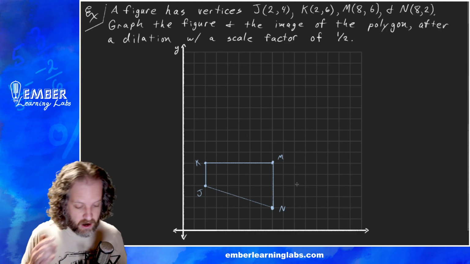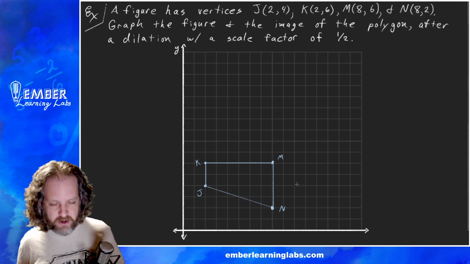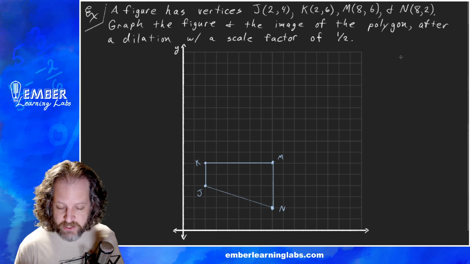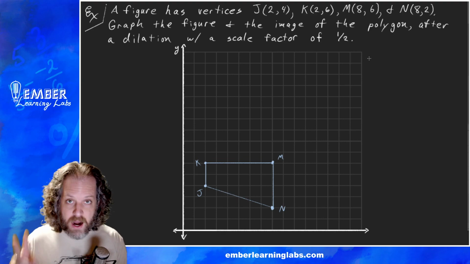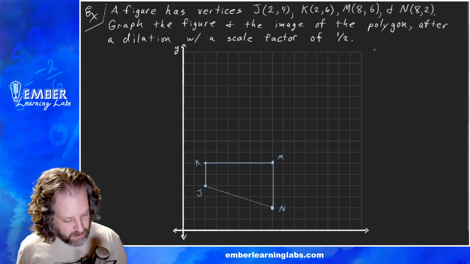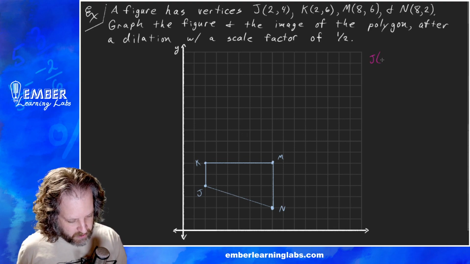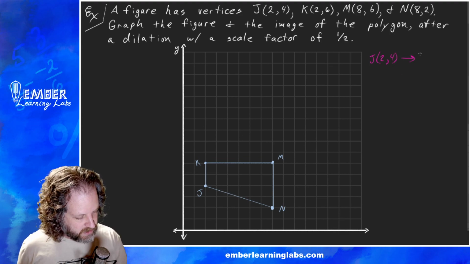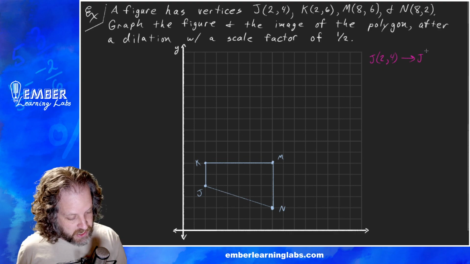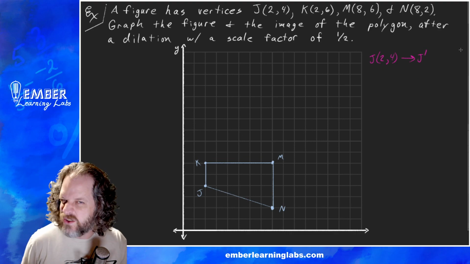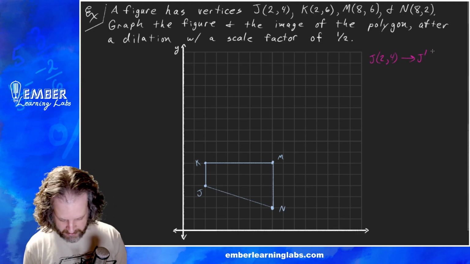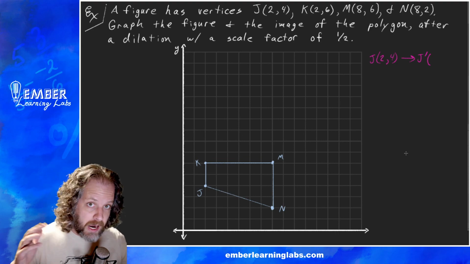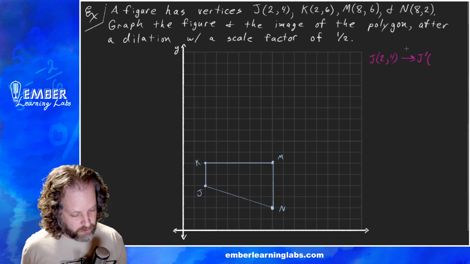So we need to get our new points. And for the new points, we're going to introduce a notation that we sometimes use in math, and that's prime notation. I'll show you what that means here in a second. So J is 2, 4, right? We're going to do the dilation, and it's going to give us J prime. So it's the one that goes with J, right? We use a little tick mark. It's not a 1, but a little tick mark. J prime.